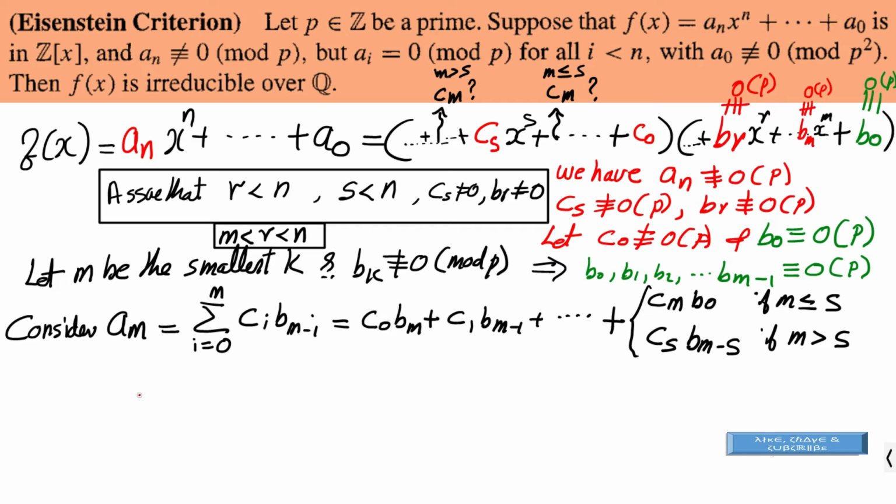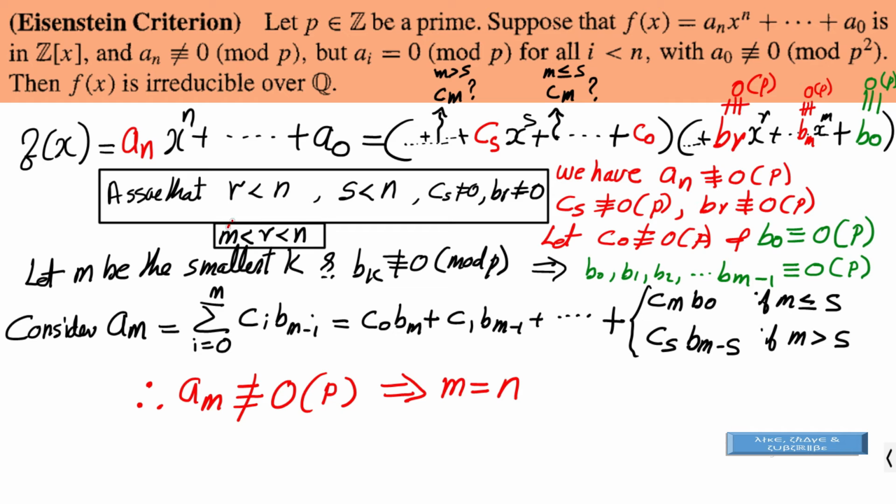So which means that this a_m must be not congruent to 0 mod p. So therefore we can write a_m is not congruent to 0 mod p. Now what we know about the coefficients of f(x)? We know that a_n is the only coefficient that is not congruent to 0 mod p, and all other coefficients are congruent to 0 mod p, which implies that this a_m must be a_n. That is, this m must be equal to n.